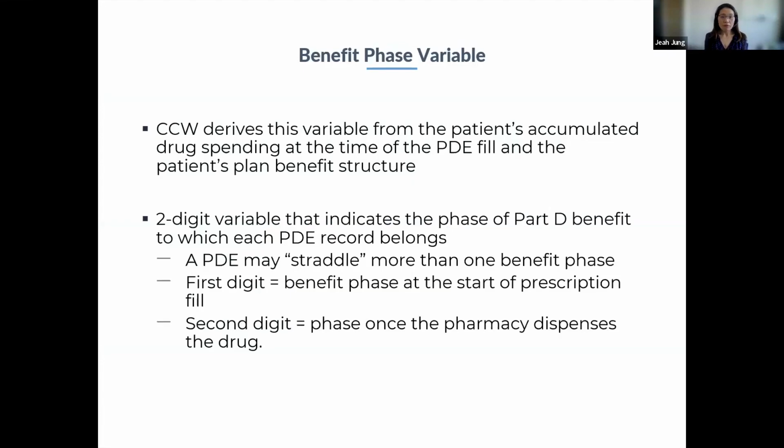The benefit phase variable is, as we have discussed here, related to the fact that Medicare Part D has a somewhat complicated benefit scheme. As patients spend their money on prescription drugs or Part D drugs, they go through different benefit phases, right? These benefit phases are not really recorded in claims or in any data, but this variable was derived by CCW, the Chronic Condition Warehouse, where they prepare data files for researchers.